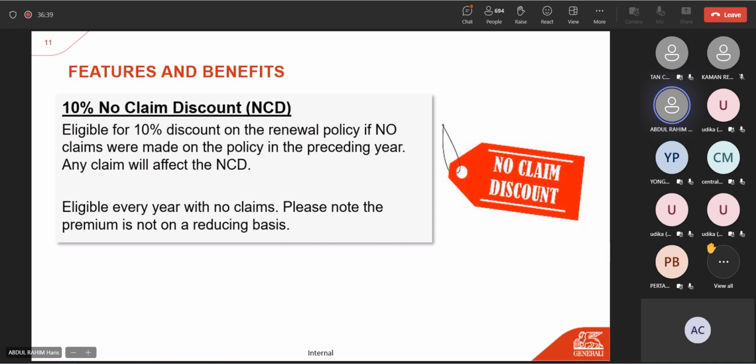So hence I mentioned here, premium is not on a reducing basis. So it's not 100 ringgit less 10%, 90 ringgit, and after another year you take another 10% from 90 ringgit, and then 10% from 81 ringgit. It's not like that, because we've had questions on that previously.